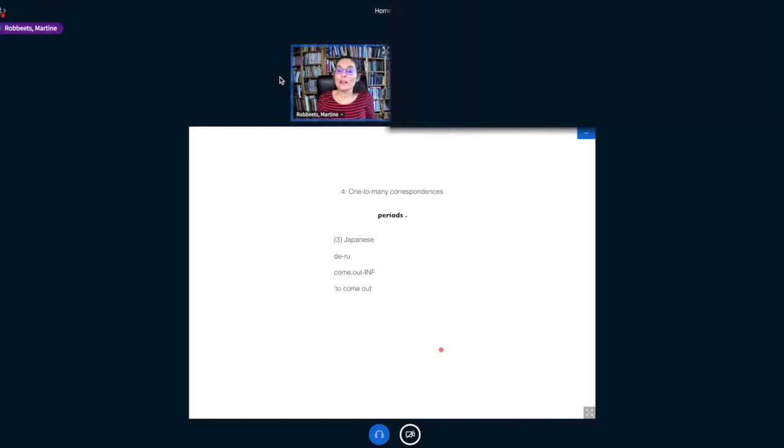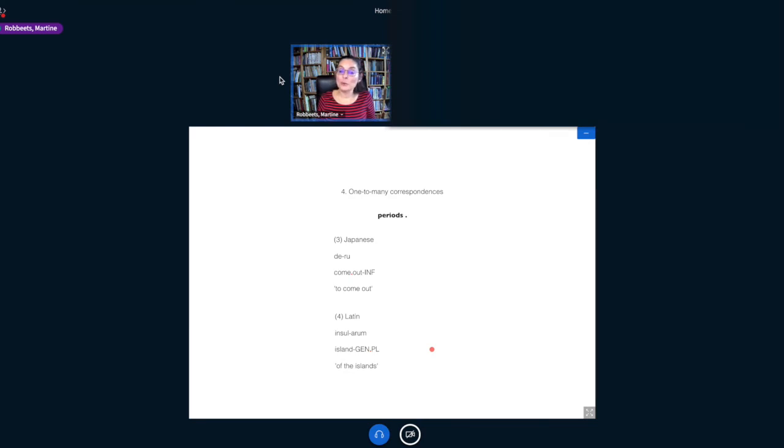And then we can also have one-to-many correspondences. And for one-to-many correspondences, we use periods. For instance, in Japanese, you have the verb in the infinitive here, deru, to come out. This stem de means to come out. That's only one word in Japanese, but that is two words in English. So we indicate that by putting a little dot here in English between come and out. And then we separate the ru, the infinitive suffix, with a hyphen. And we gloss it: to come out.